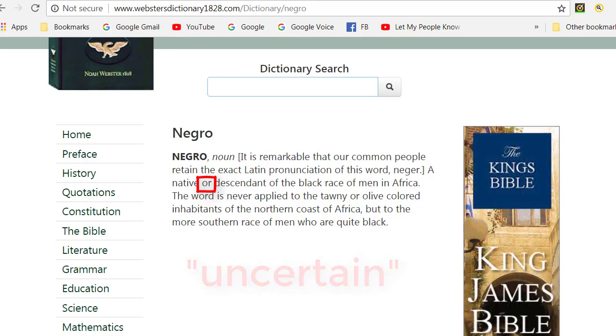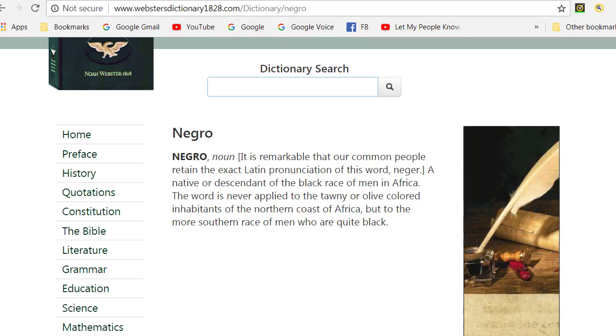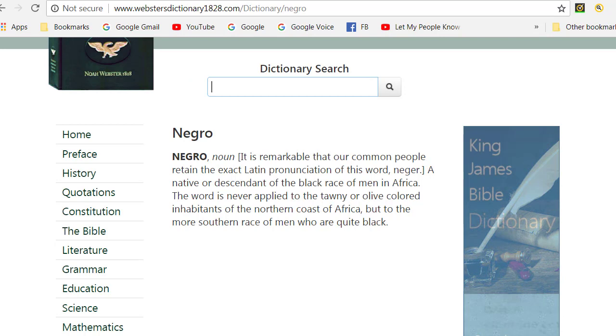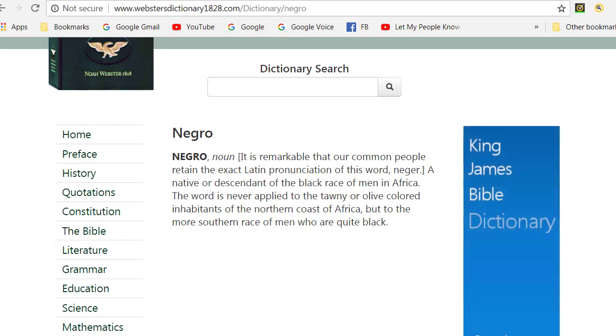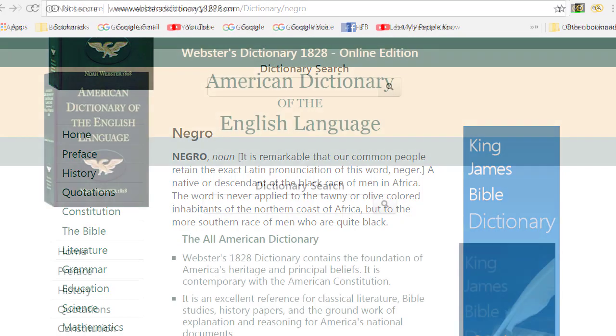men in Africa. It does not make sense to interpret that Webster was questioning whether the Negroes were natives of Africa or descendants of the black race of men in Africa, because in their understanding, natives of Africa are descendants of the black race of men in Africa. You feel me? If not, hold on. It'll become clear once we understand who Webster's records the natives of America are.